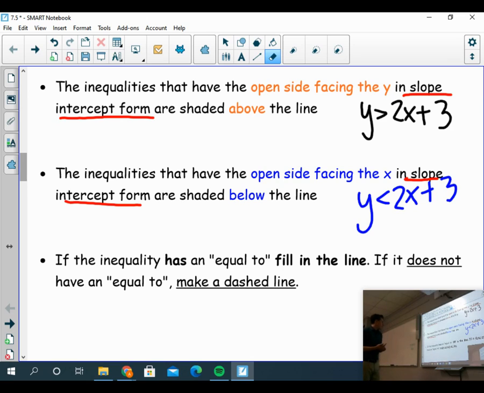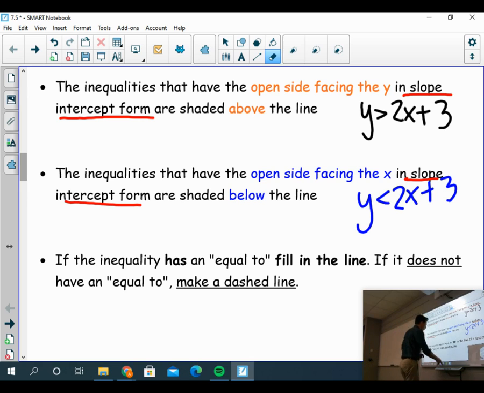The final piece to this: if the inequality has an equal to sign, fill in the line. If it does not have an equal to sign, please make a dashed line. Again, if the inequality doesn't have an equal to, points on the line, the line being the boundary, will not satisfy the inequality. So while we still want to indicate what the boundary is, that line, we do not want to fill it in and confuse our graph reader into thinking that points on the line will make the inequality true.